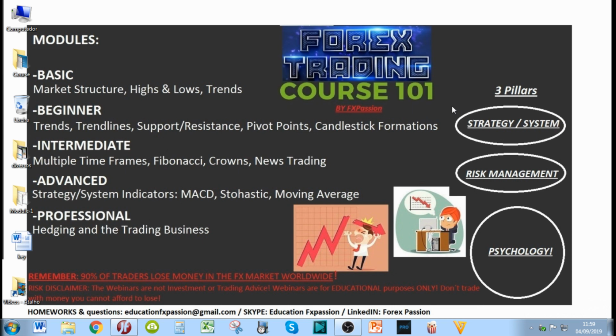And remember the three pillars: the strategy, the system, the risk management, and the big one, the psychology part, everybody. And if this is your first time, we are in the beginner module. We are talking about trends, trend lines, support, resistance, pivot points, candlestick formations. We are not talking anymore about market structure, highs and lows, and trends. So if this is your first time and you have difficulties, of course, please ask questions.